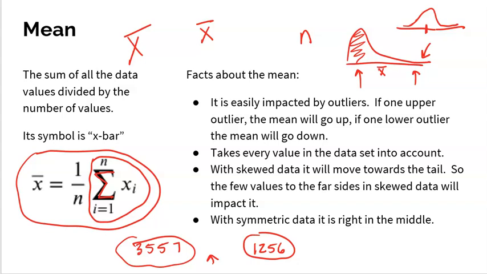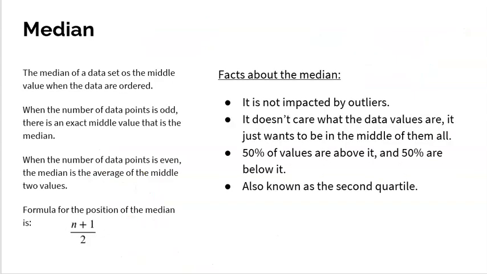All right, we'll talk a little bit more as we go here, but let's talk about the median now. So the median is the absolute dead center of your data. The median does not care about the value of the data. It just cares about being the middle value. So if I have 5 pieces of data, the median doesn't care what these numbers are. These numbers could be anything. It just wants to be the middle value.